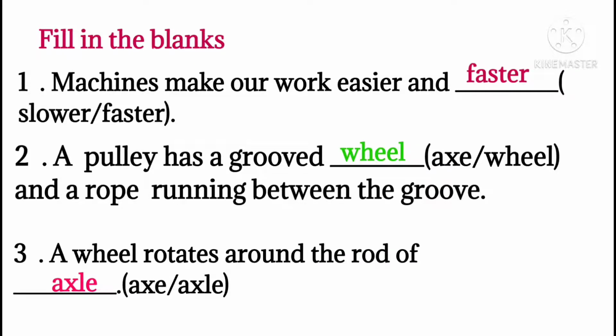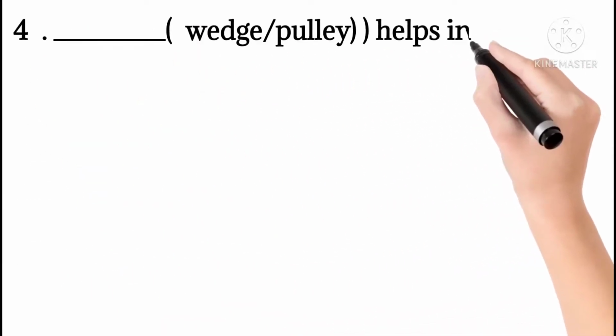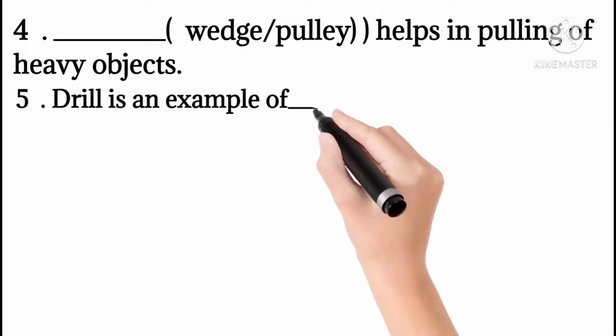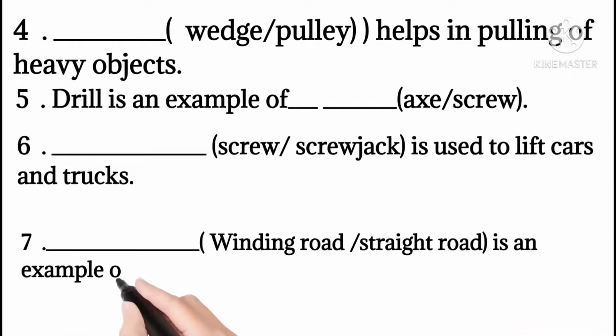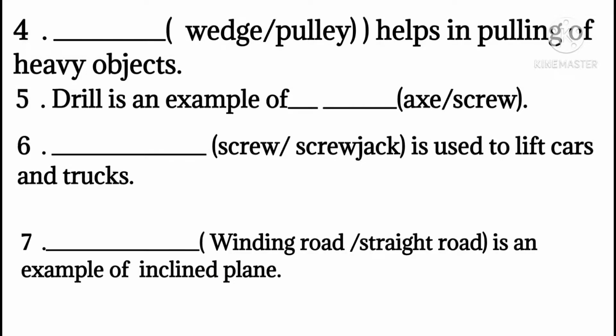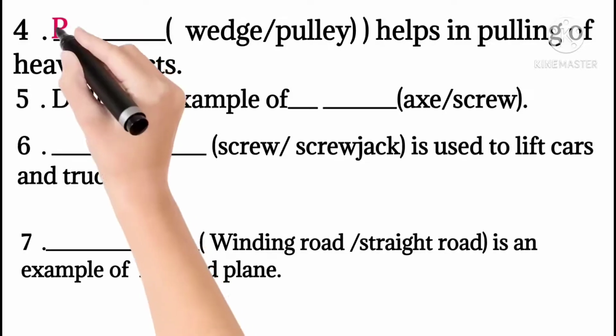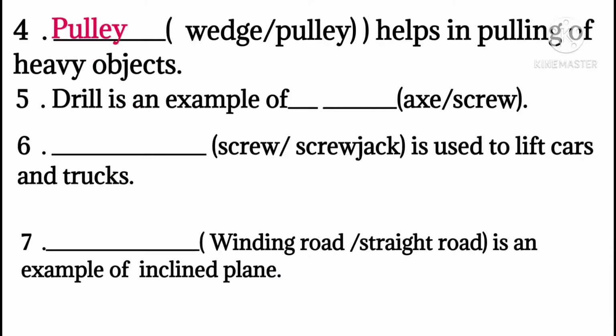Question number 4. Dash helps in pulling of heavy objects. In brackets, wedge or pulley. Pulley helps in pulling of heavy objects. Question number 5. Drill is an example of dash. Axe or screw. Drill is an example of screw.